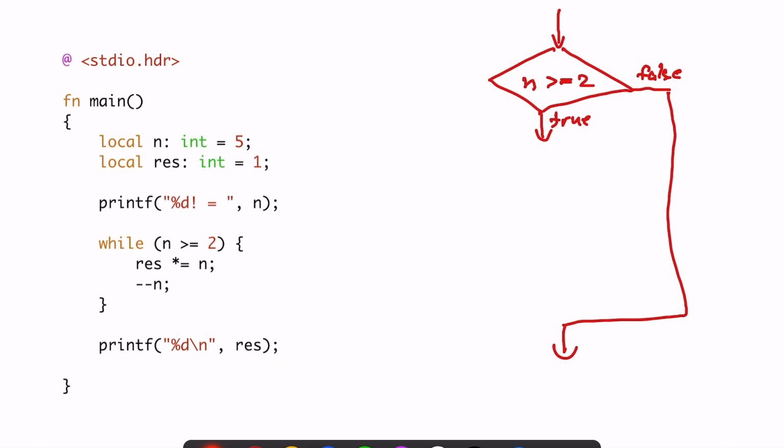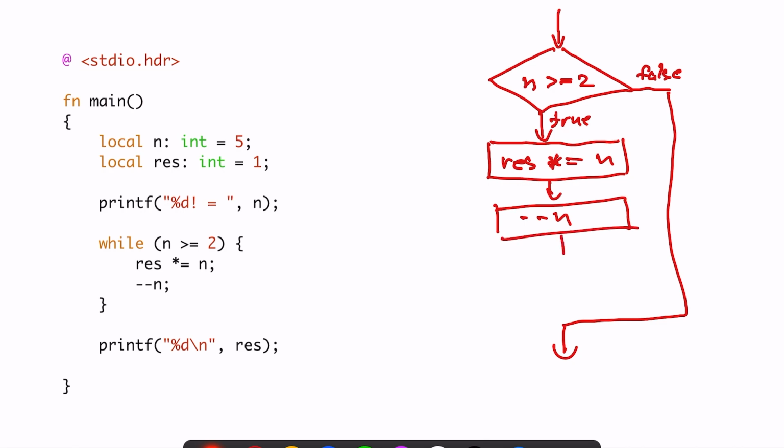Now, if the condition is true, we continue with result times equal n, and then we decrement n, and then we actually jump back. And I visualized it like that, or like that. But technically, this jumping back is a special instruction, as you saw before, a jump instruction.